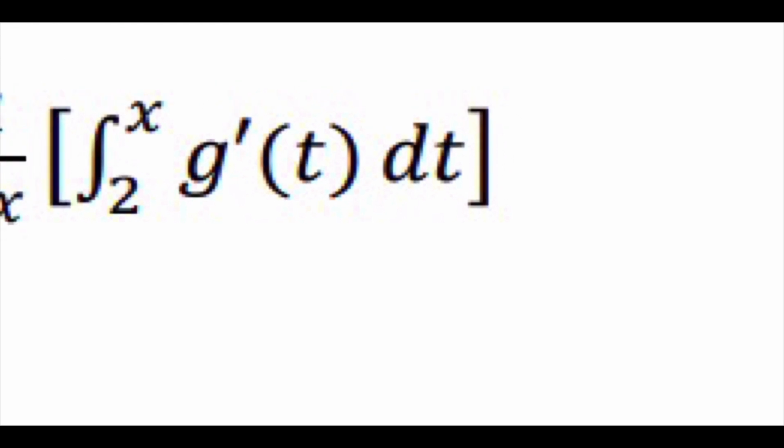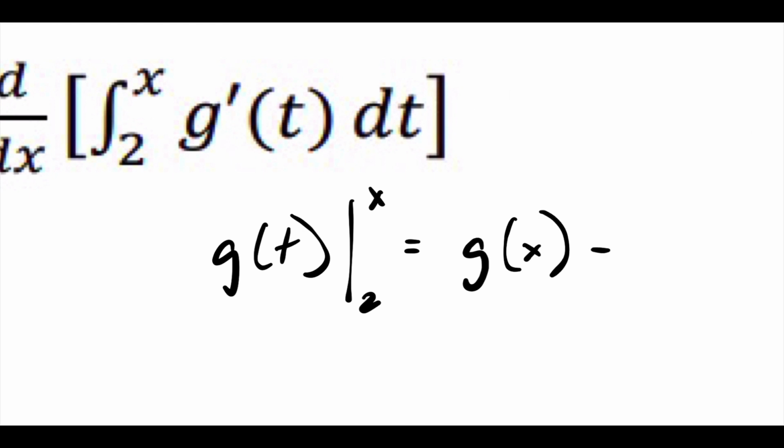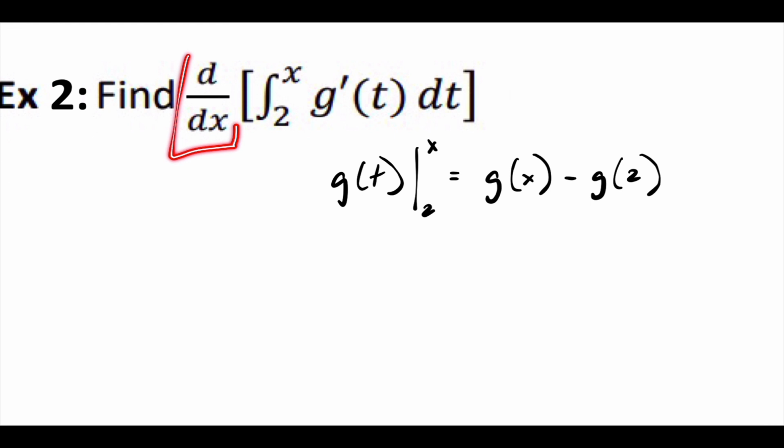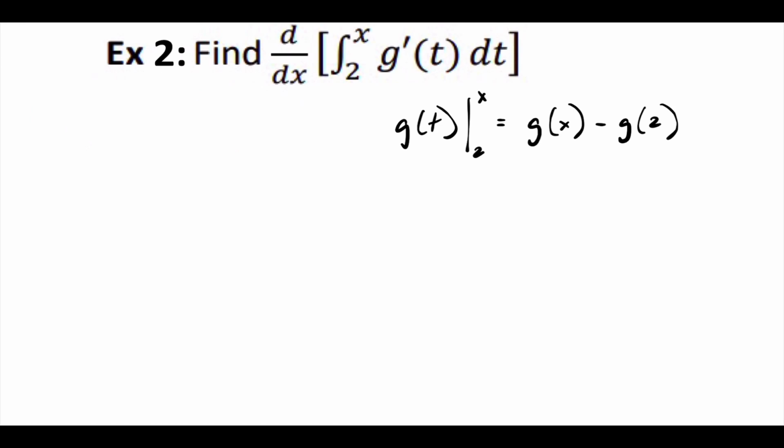Okay. So this part is exactly what you just saw. The antiderivative is g of t from x to 2. So we plug in x first, subtract, plug in 2, we subtract it. We just did that, right? Now the d/dx, d over dx, what does that tell us to do next? Find the derivative, right? So let's find the derivative. The integral is g of x minus g of 2.